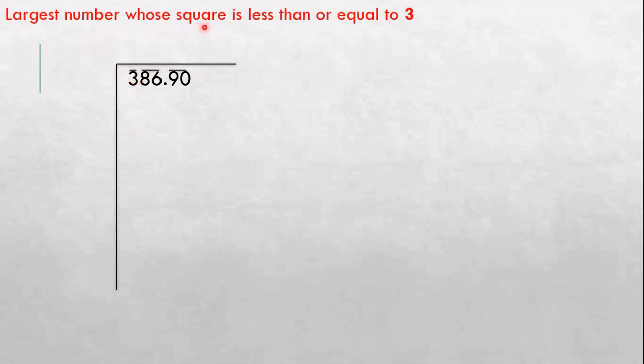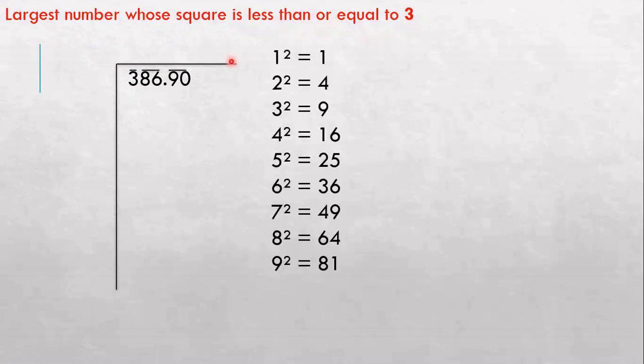Now the next thing we have to do is find the largest number whose square is less than or equal to 3. Since this is our first number, we want the largest number whose square is less than or equal to 3. So here are our squares, 1 square, 2 square, 3 square and so on. The first one is 1, and 1 is obviously less than 3, so we can take 1. Now we will check the next. Next is 4. 4 is greater than 3, so we cannot take it. So we take 1. So this is 1 times 1.